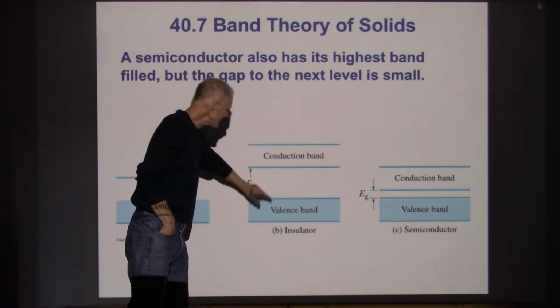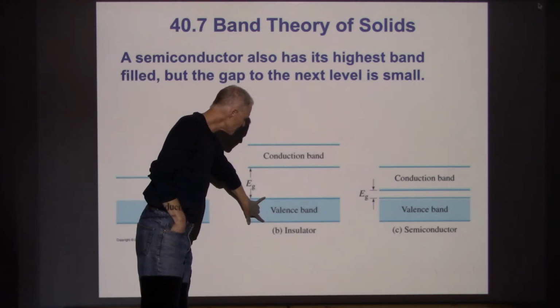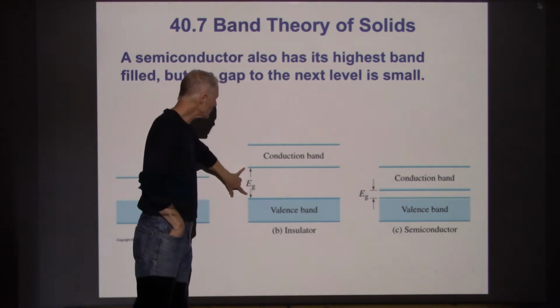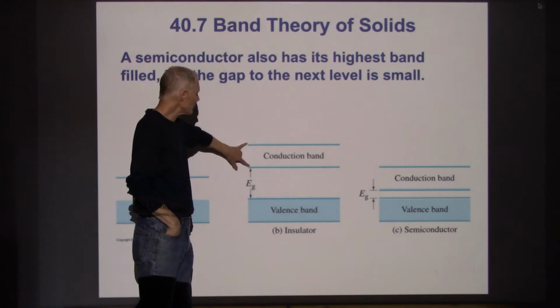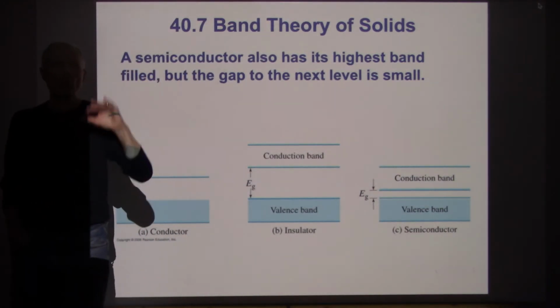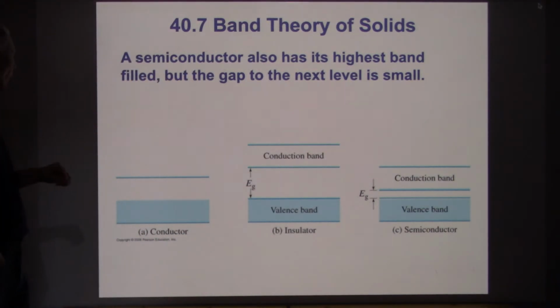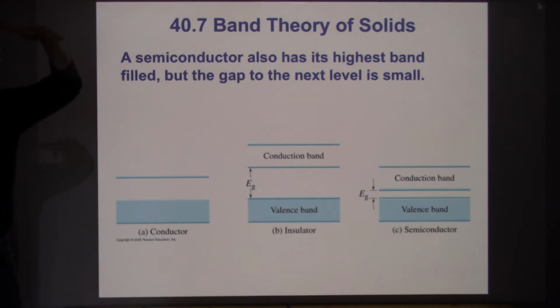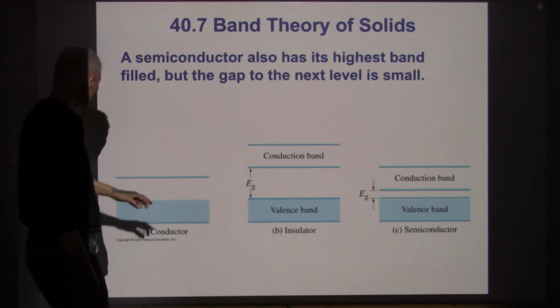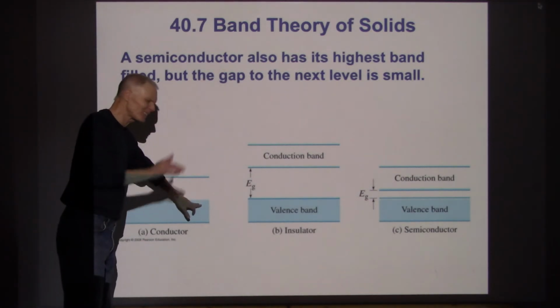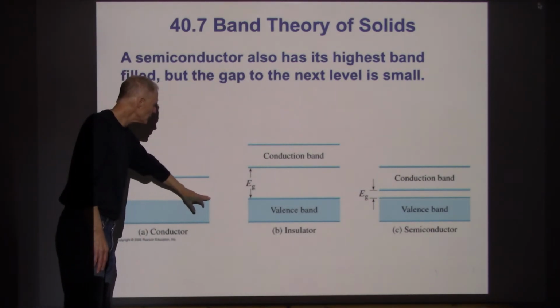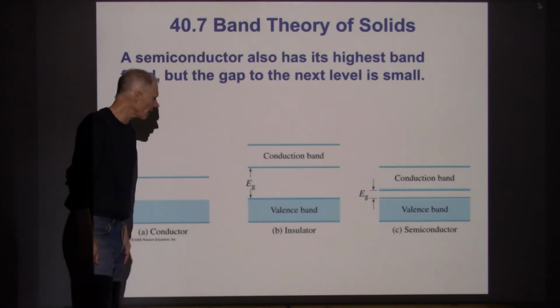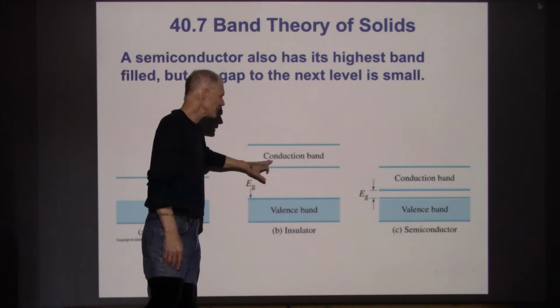This is an insulator. The valence band is filled. There's a large gap until we get to the next band. So the conduction band for an insulator requires the electron to jump by a significant amount of energy. Here the electrons pretty much needed almost no energy at all to move into the unoccupied states. Here they need a lot.